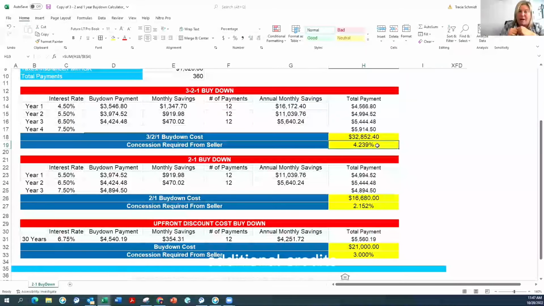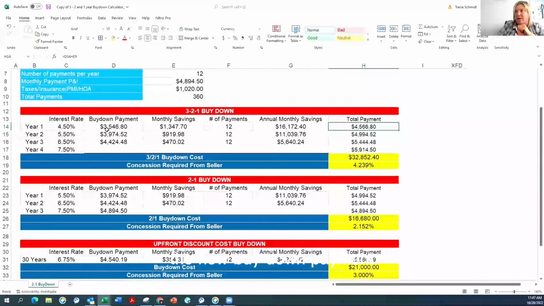You could see what the total monthly payments would be in the different years. This is including the property taxes and insurance. All I did is take the new buy down payment, add the taxes, insurance and mortgage insurance, and it comes up with a new total monthly payment. So you can really see how this impacts a potential buyer.